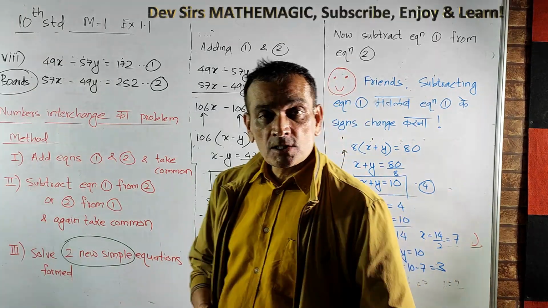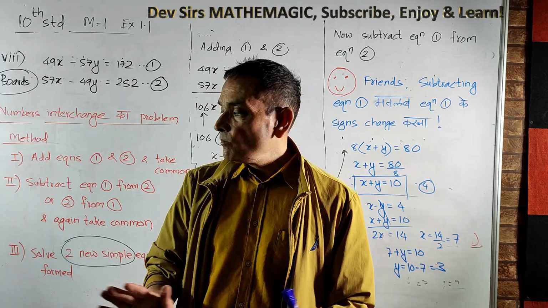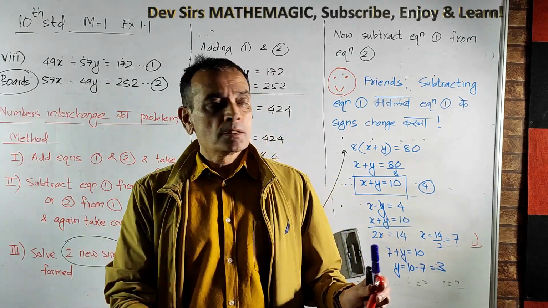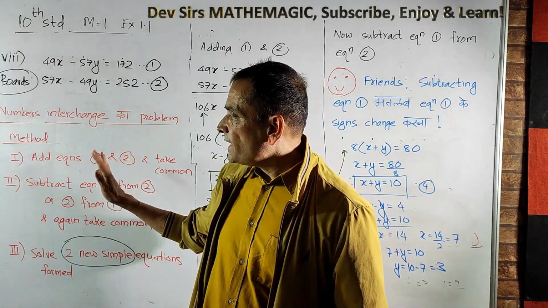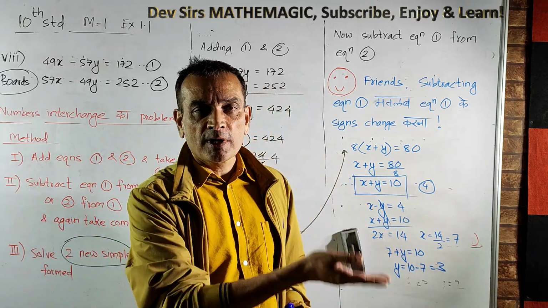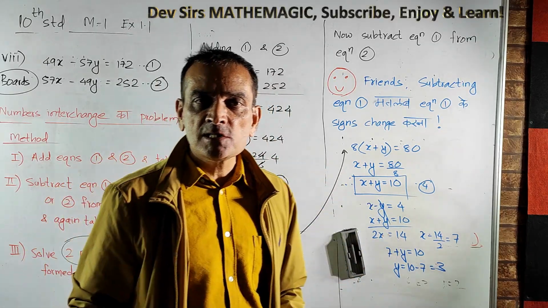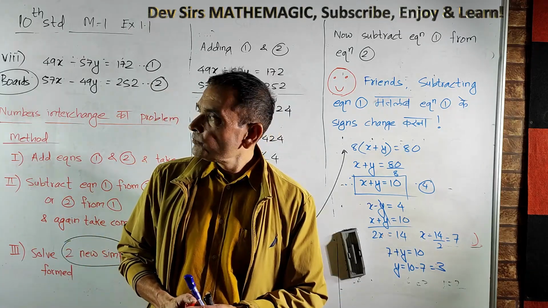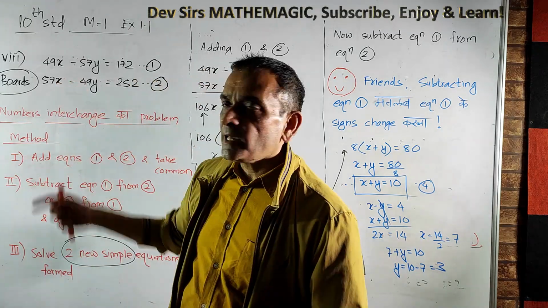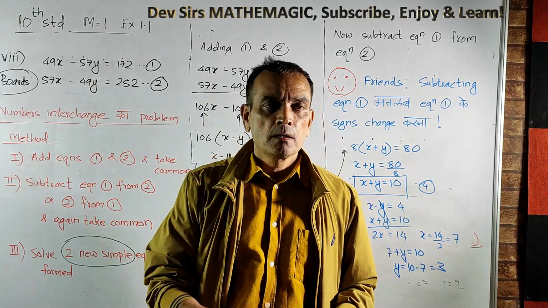So this was today's numbers interchange funda, method. Follow the method correctly: adding, subtracting, get 2 more simple equations, equations 3 and 4. After getting simple equations, solve them simultaneously to get the answer, right? So this particular type was not there in the 9th standard, it is in the 10th standard.